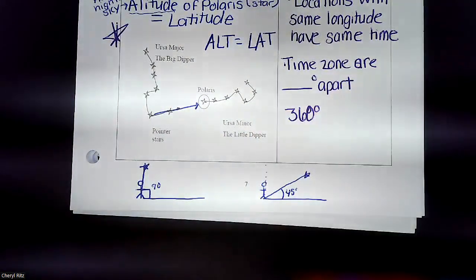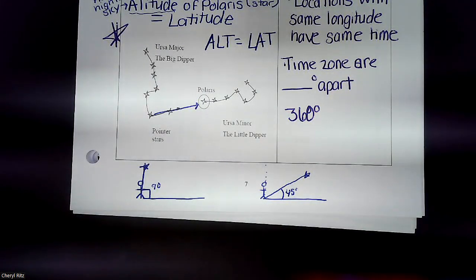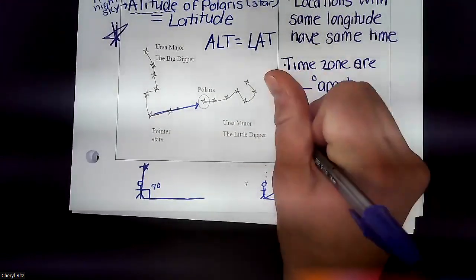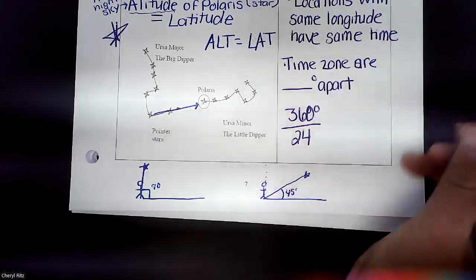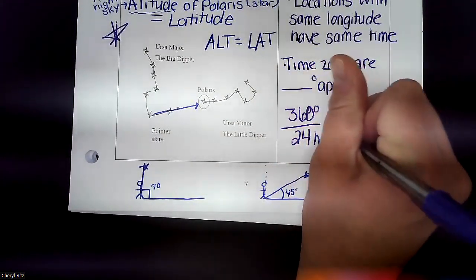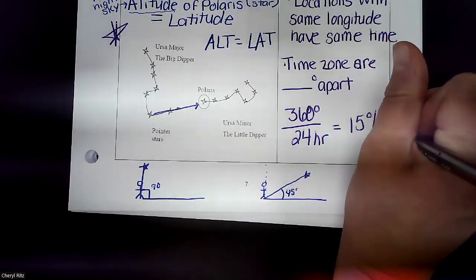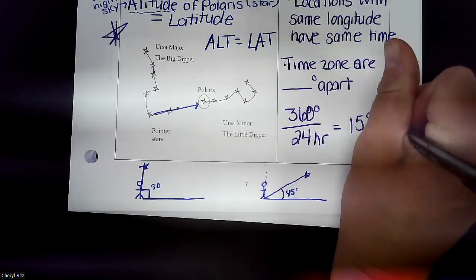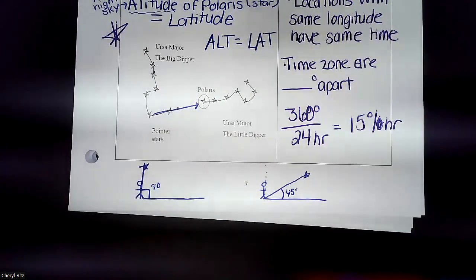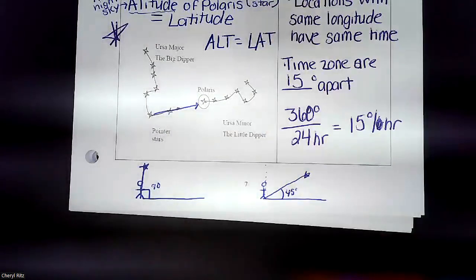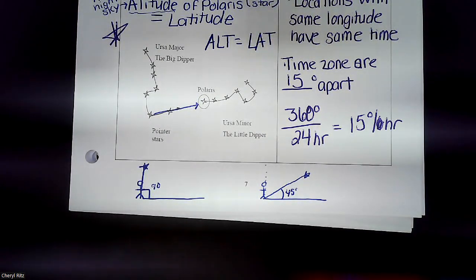360 degrees. How many hours does it take to go those 360 degrees? 24, because I just told you there were 24 time zones. 360 divided by 24 means the Earth rotates 15 degrees every hour. So the time zones are 15 degrees apart.